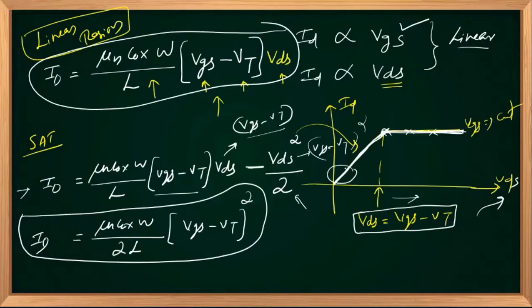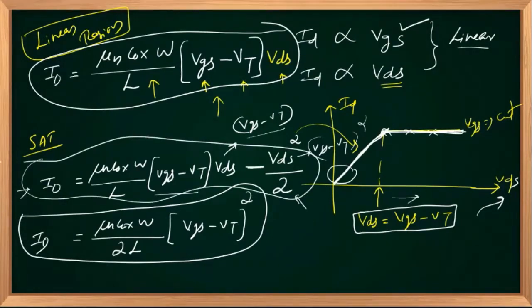Very low values of VDS. And this equation is common for both, right? It is clear that if VDS is very small, VDS square will be still smaller than VDS. So this term can be neglected in the linear region. You will get the old equation, mu C ox W by L into (VGS minus VT) multiplied by VDS. That is valid.